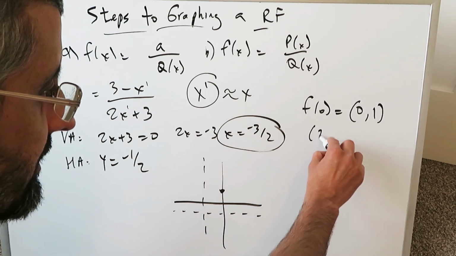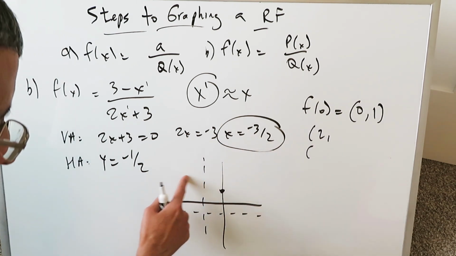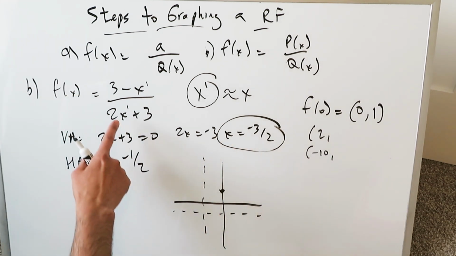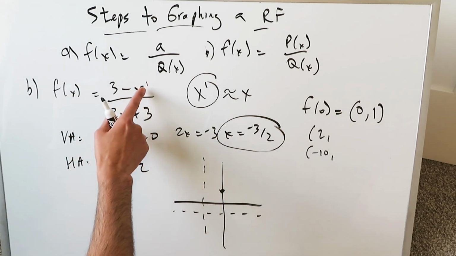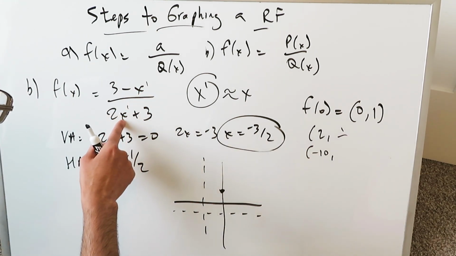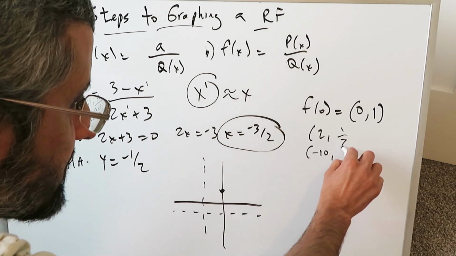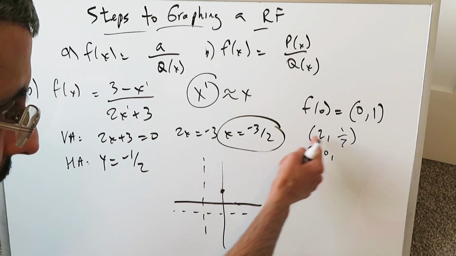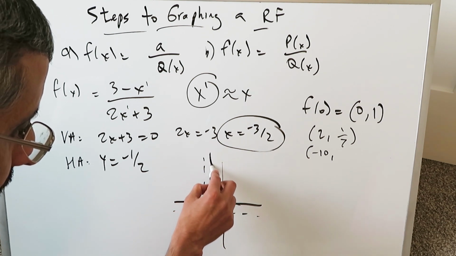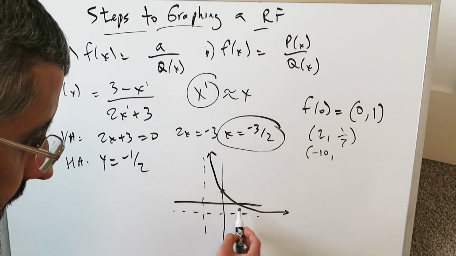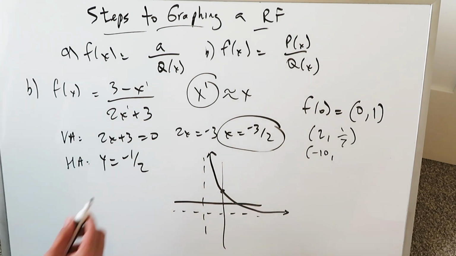Why don't I just come up with an arbitrary point 2, and on this side I can come up with something like minus 10. When I put 2 here in place of x, I'm getting 3 minus 2, which is a 1, over 2 times 2 is a 4 plus 3, 1 over 7. What will happen is, based on these points, you can come up with more and more points, and you'll have a curve which will go like this, and it will eventually go along the horizontal asymptote right here, y equals minus 1 over 2.